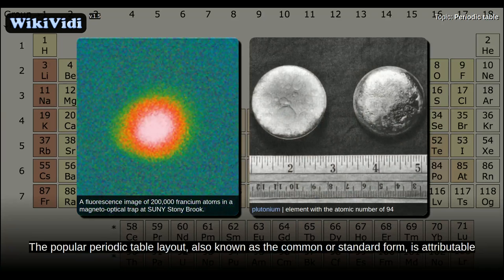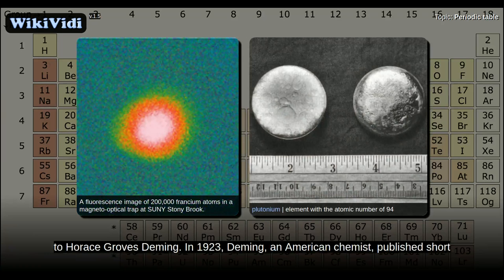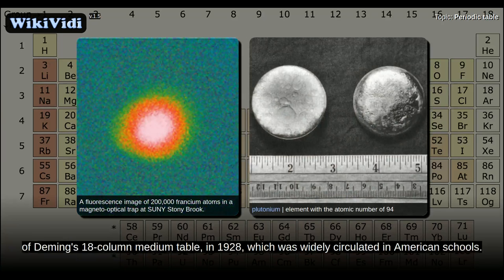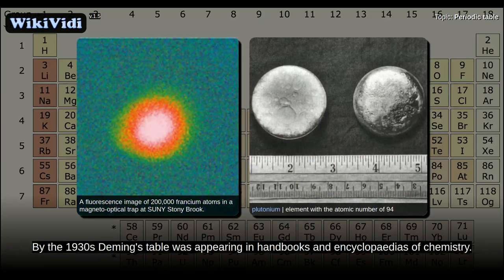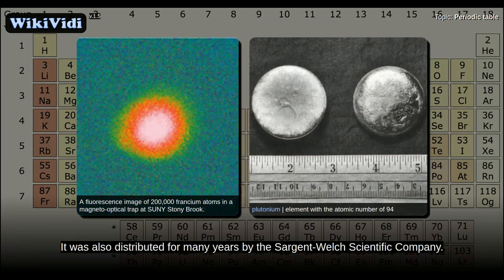The popular periodic table layout, also known as the Common or Standard Form, is attributable to Horace Groves Deming. In 1923, Deming, an American chemist, published short and medium form periodic tables. Merck & Company prepared a handout form of Deming's 18-column medium table in 1928, which was widely circulated in American schools. By the 1930s, Deming's table was appearing in handbooks and encyclopedias of chemistry. It was also distributed for many years by the Sargent Welch Scientific Company.